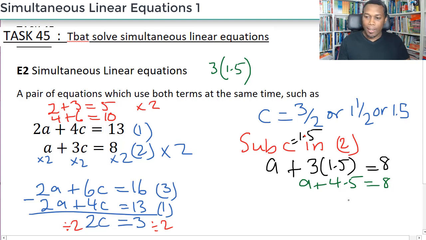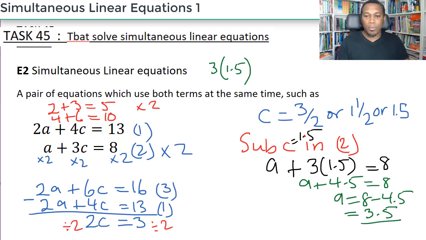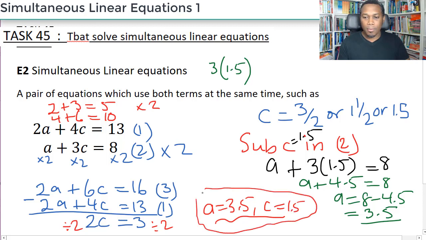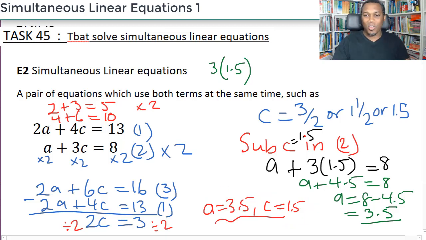Right. A is going to be 8 take away 4.5, which is 3.5. So we have A is equal to 3.5. I'll put a squiggly here with the two answers. What we're saying is that A equals 3.5 and C equals 1.5. The square looked better, didn't it? Let's do the square. The square looked a lot more professional.